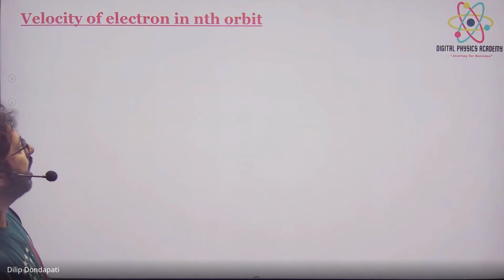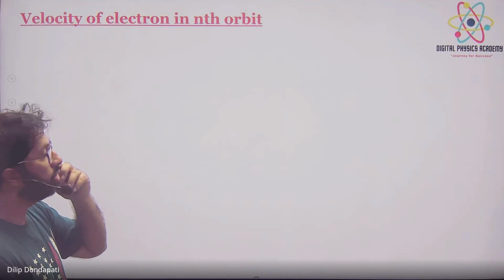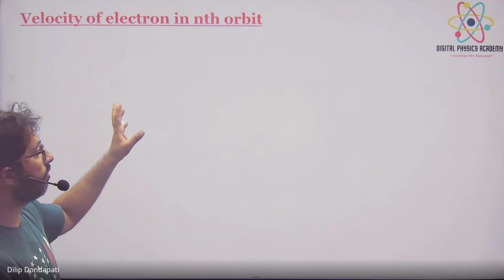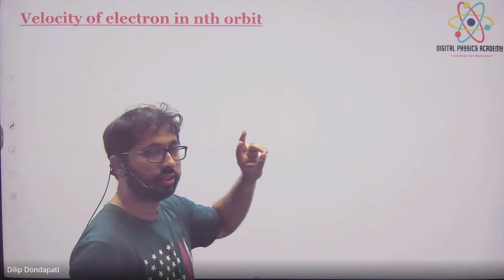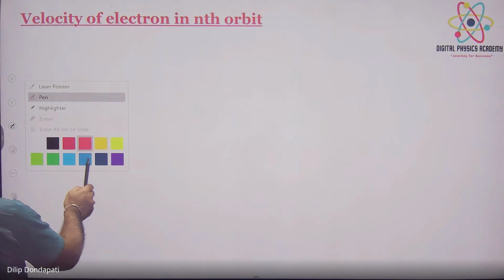Now, velocity of the electron in the nth orbit. Bohr's के बारे में बात कर रहा है. He is calculating by using the two equations use करके. We are doing all the radius, velocity, energy also. Okay, and velocity of the nth electron.